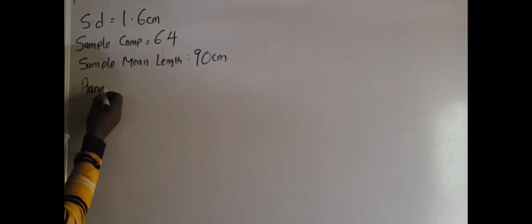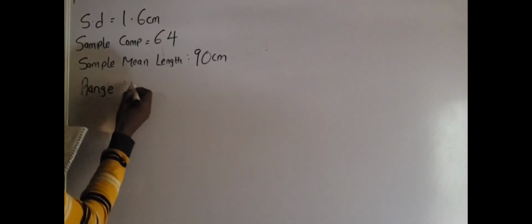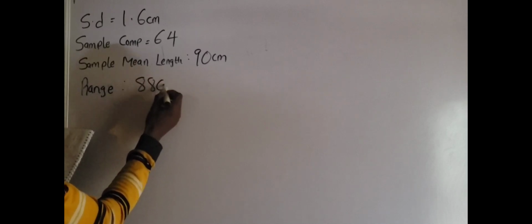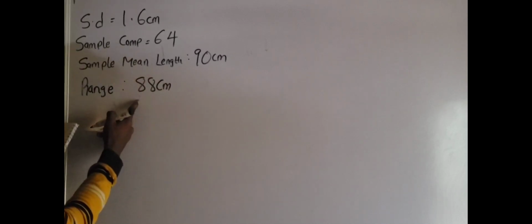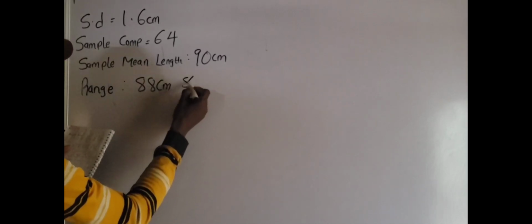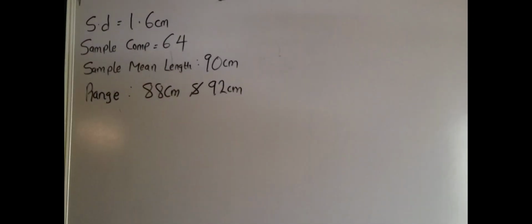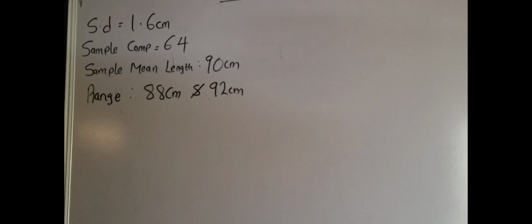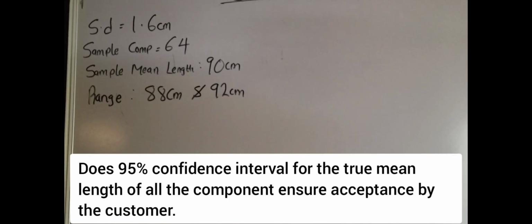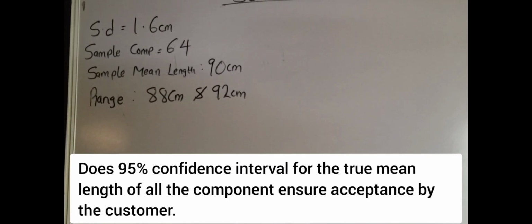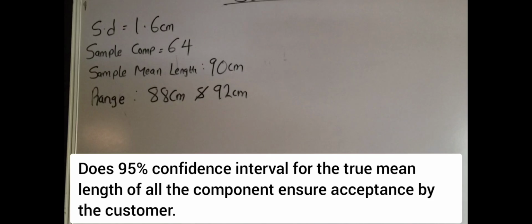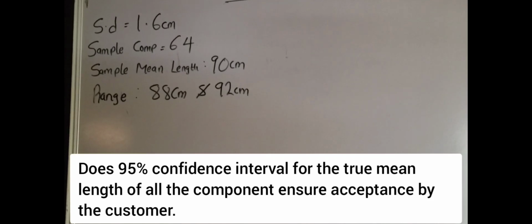The range at which the sample will be accepted is between 88 centimeter and 92 centimeter. That is, the sample must not be less than 88 centimeter and must not be greater than 92 centimeter. Now, the question says we should determine whether the 95% confidence interval for the true mean length of all the components ensures acceptance by the customer.